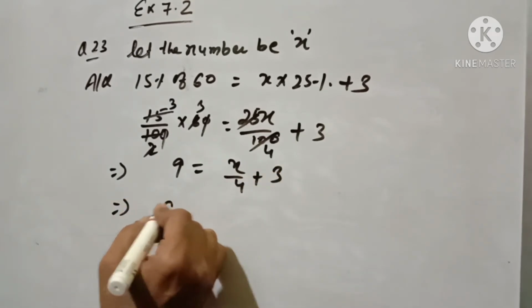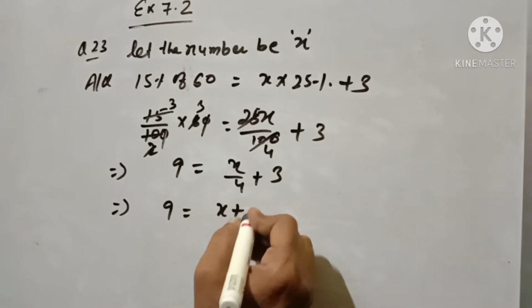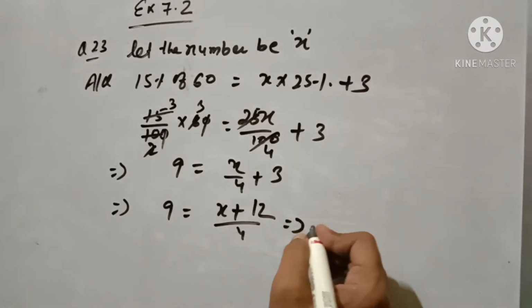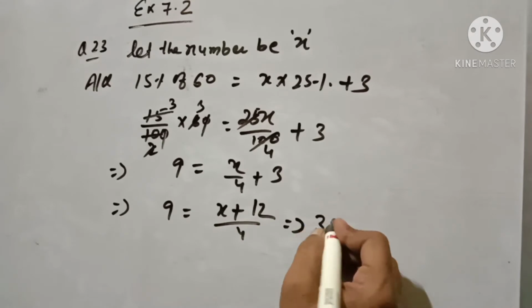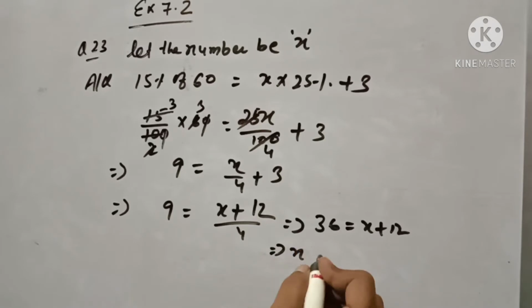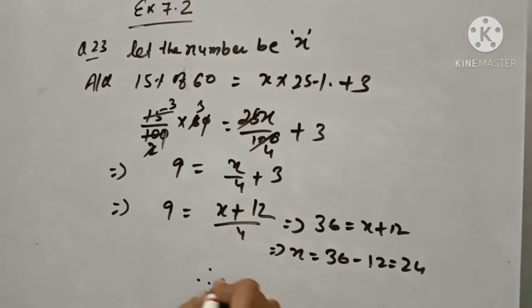This implies that I can write 9 equal to x plus 12 by 4. Do the cross multiply. So 36 equal to x plus 12. Therefore x equal to 36 minus 12 equal to 24. What we have to find? Find the number. Therefore the number is 24. Write down please.